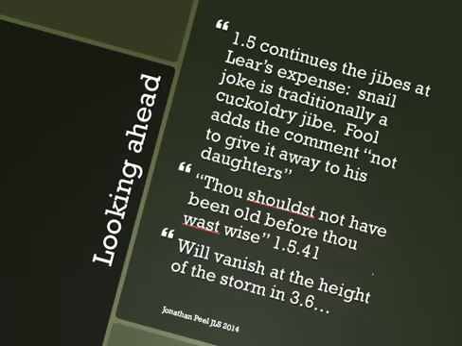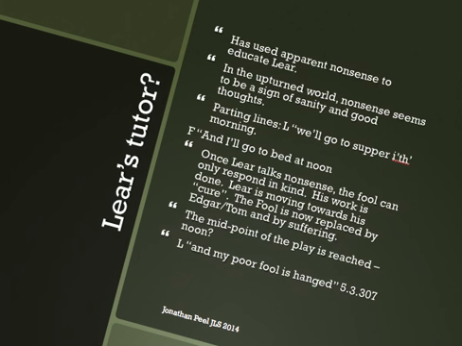Now, he will vanish at the height of the storm in 3.6. But by that stage, I think we will have found that he has used all this apparent nonsense that he's talking at times to educate Lear. Remember, the world has been upturned. We established that in Act 1, Scene 1. Nonsense seems to be the sign of sanity and good thought.